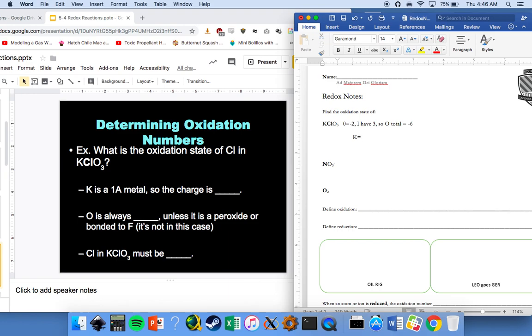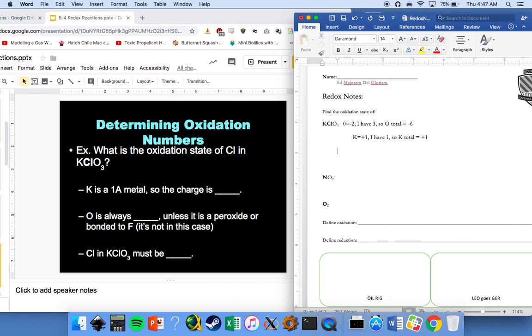K is always equal to +1, and I have 1. So the total potassium is going to be equal to +1. All right, so I've got a -6 and a +1, and this whole thing is equal to 0 because there's no charge given. So really, I need to come up with Cl. Let's call it X, and 1 plus X minus 6 equals 0, so X has to be what? +5.